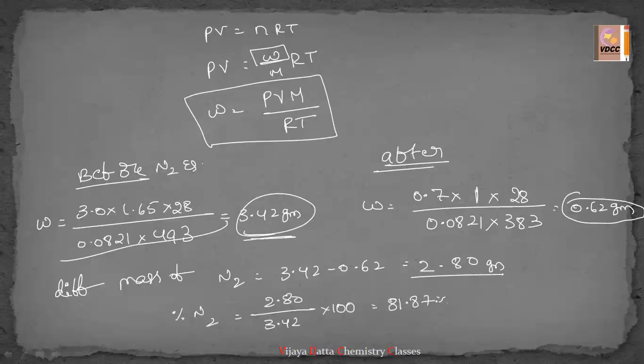Simple calculation: before and after conditions we find, then we calculate the percentage of nitrogen escaped. That percentage calculation is nothing but the difference in their mass by total mass into 100 that gives you the percentage of nitrogen, guys. So this is about some problems on the gas laws and the ideal gas equation.